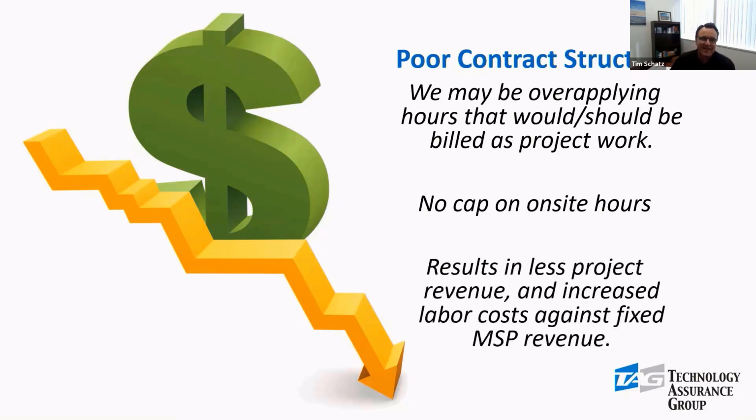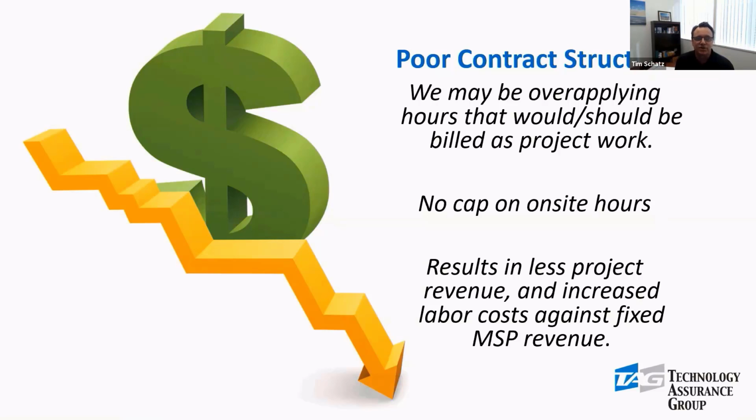Okay, so what happens now? What happens is less project revenue. So let's say you have $80,000 in project revenue, and it really should be $200,000 in project revenue. But guess what? That 120 grand didn't get billed. So that's a real cash impact to you, is it not? And we end up just applying it to their MSP contract. So if that happens, you have lower project revenue, and you have all those hours getting dumped into the bucket that is applied towards that MSP revenue.